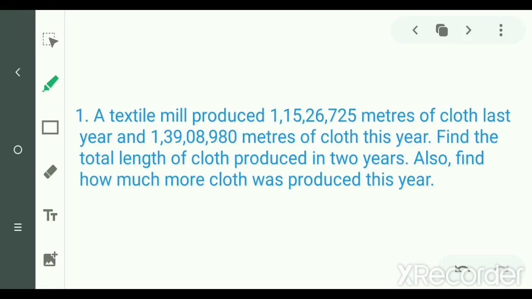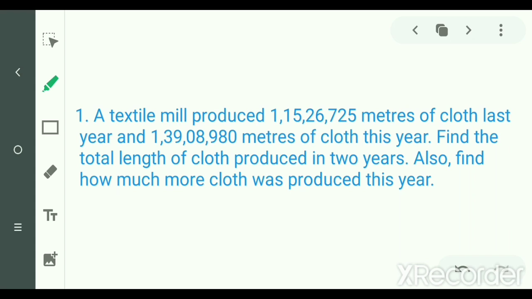Question number 1 is a textile mill produced 1 crore 15 lakh 26,725 meters of cloth last year and 1 crore 39 lakh 8,980 meters of cloth this year. Find the total length of the cloth produced in 2 years. Also find how much more cloth is produced this year.